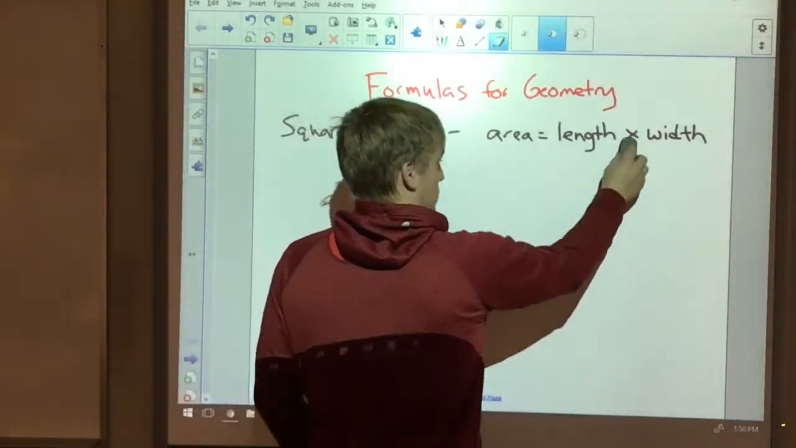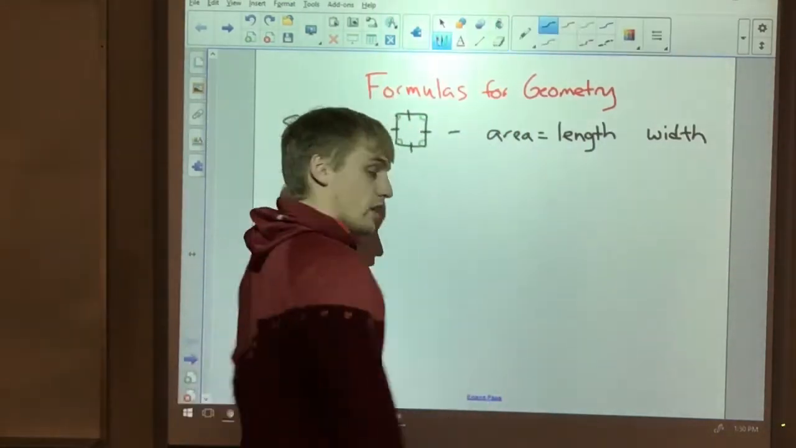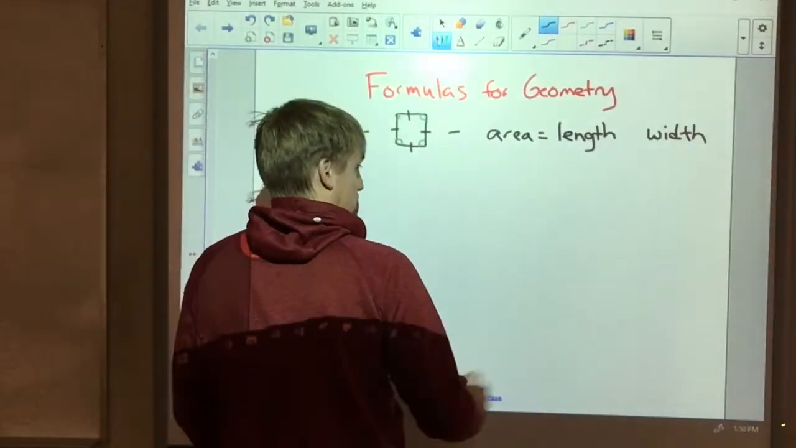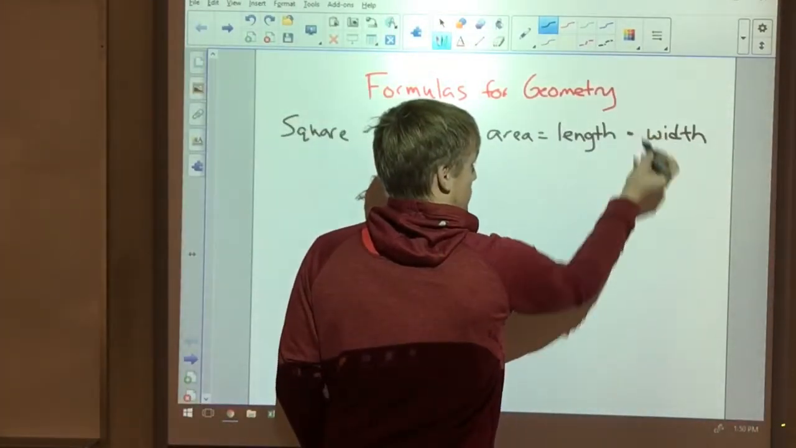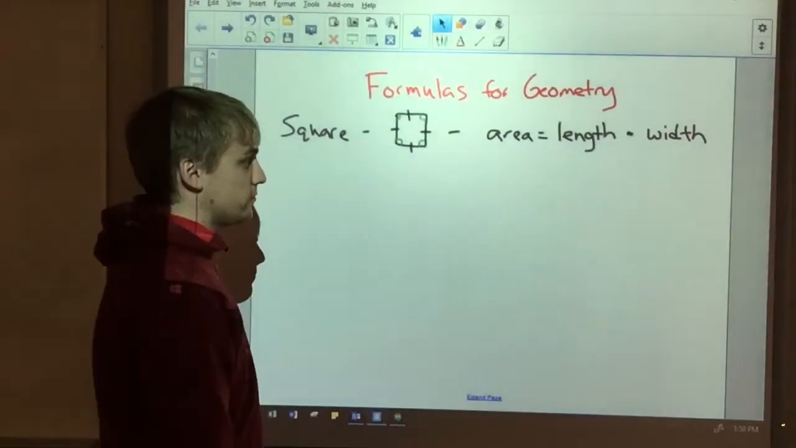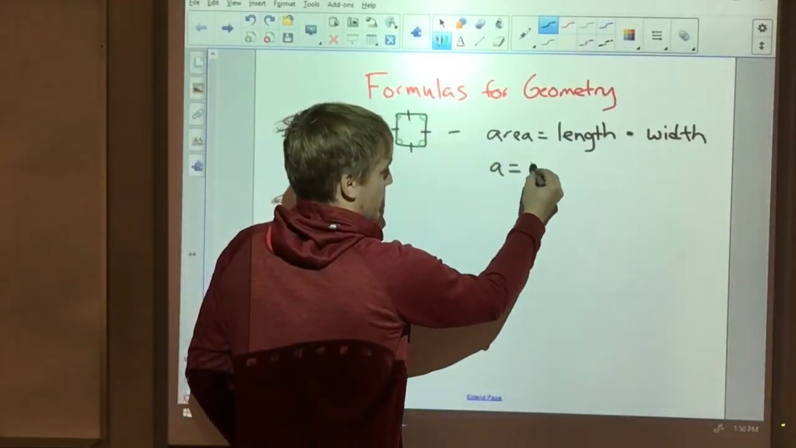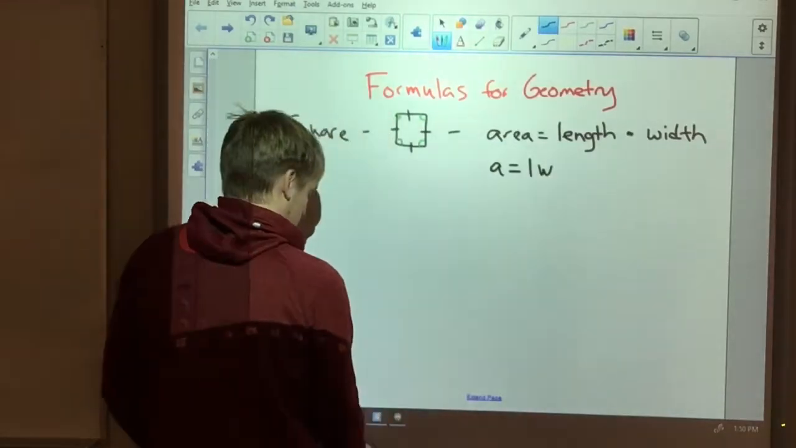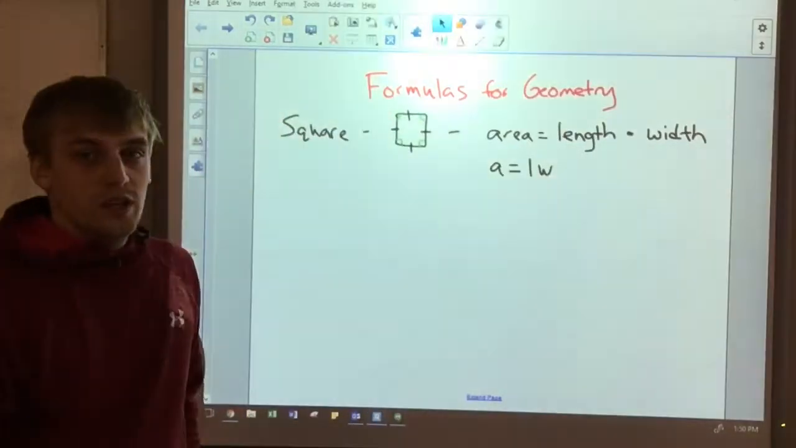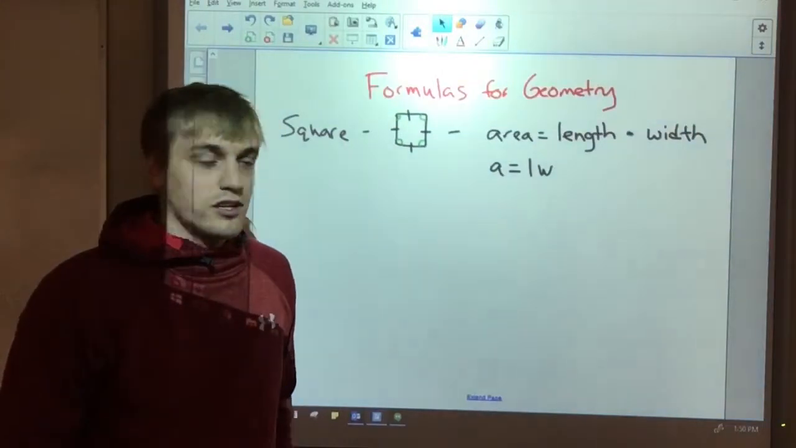Instead of putting that X, I'm going to put a dot like we did in algebra or expressions in equations. Length times width. We also write that A equals LW. That's most commonly the way you're going to see it.